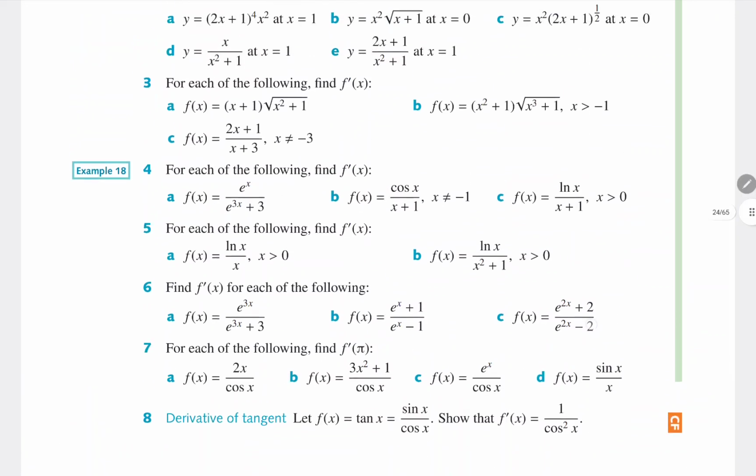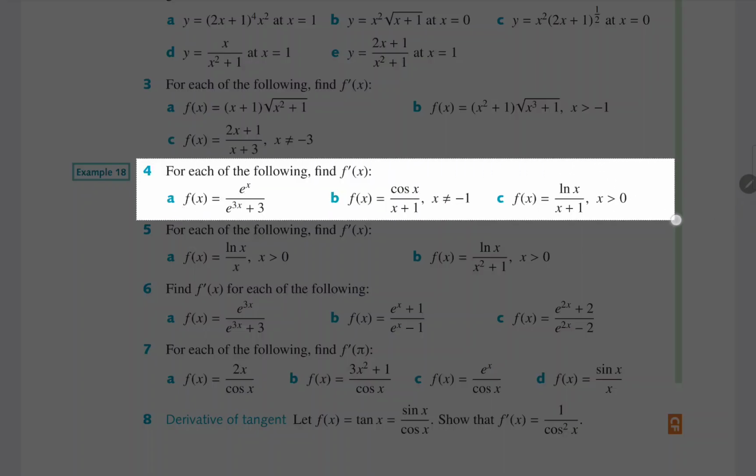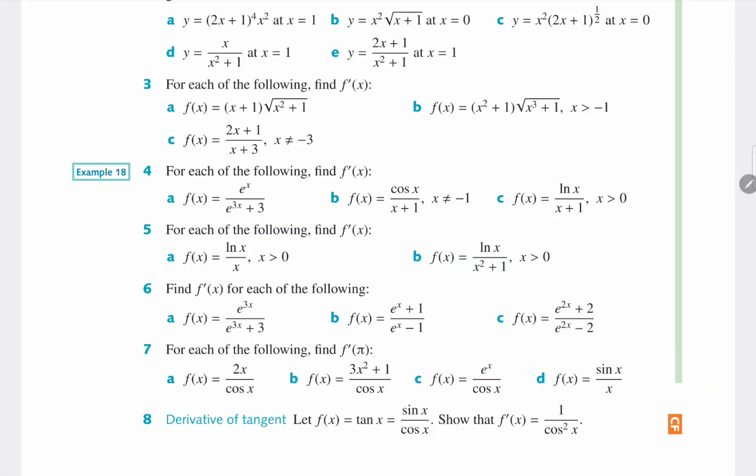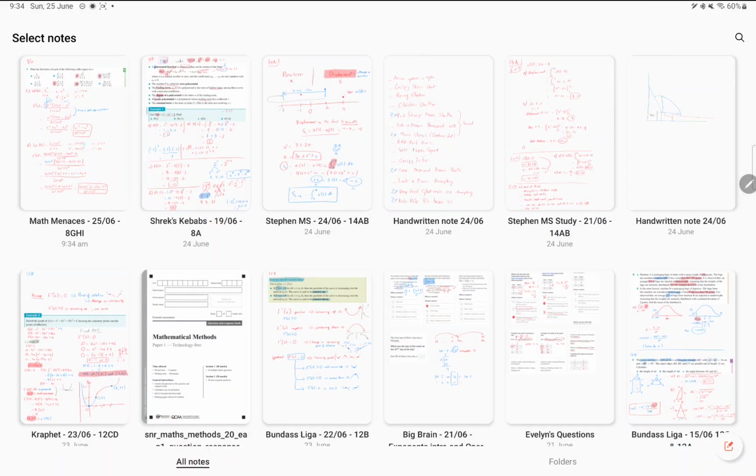My goal is to provide you guys with as many example workings out as possible. So if you want to, you can go back and work through the questions that you didn't get to in your own time.